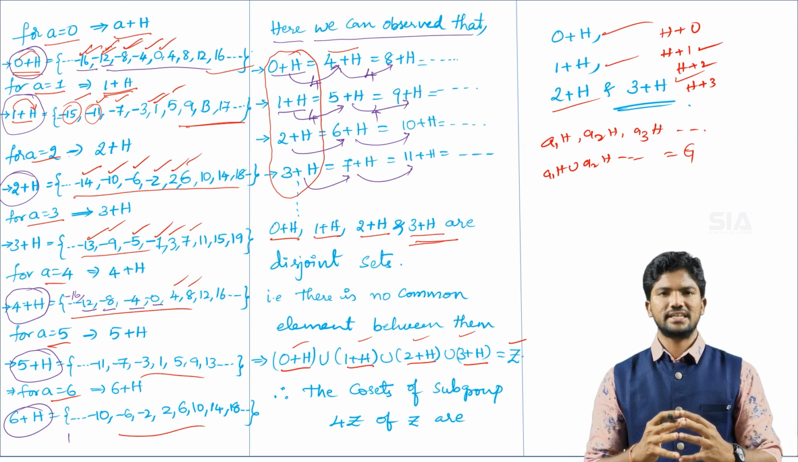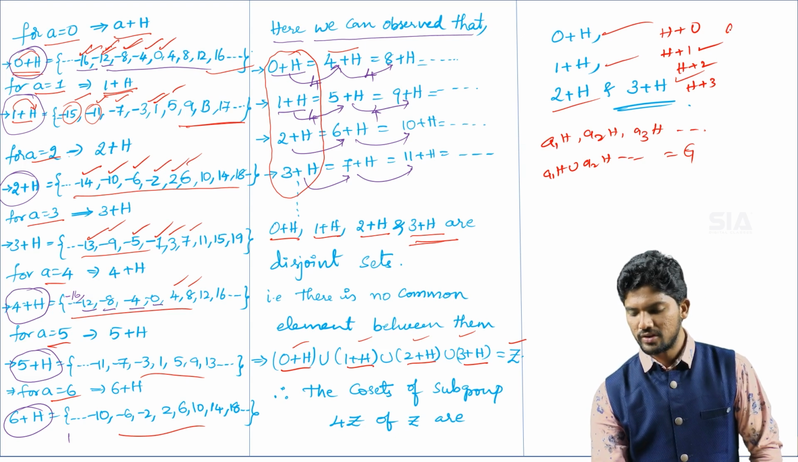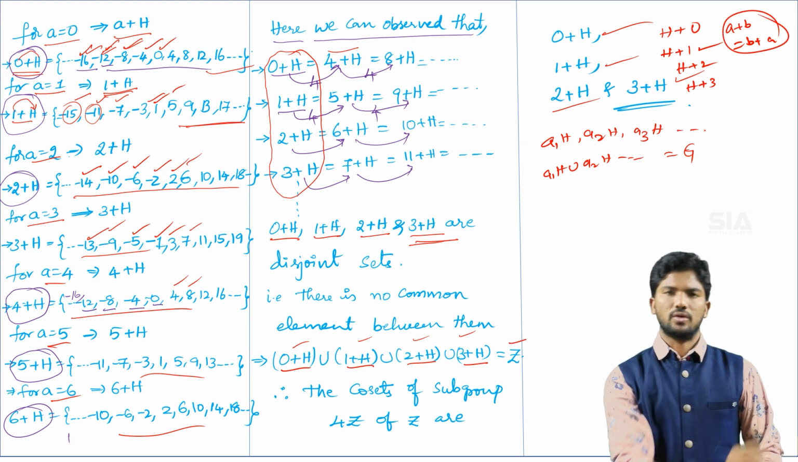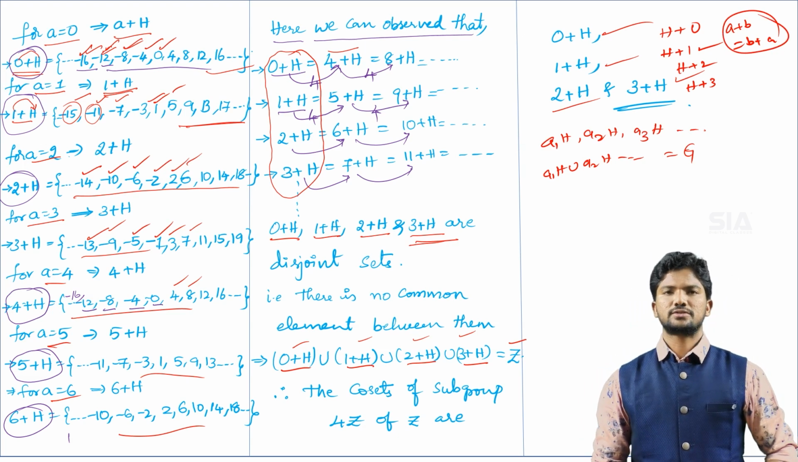Why? Because capital G is abelian. In the abelian group, right at the starting we clearly proved that a plus b is equal to b plus a. This is the commutative property. Okay, so therefore this is the solution of this theorem.